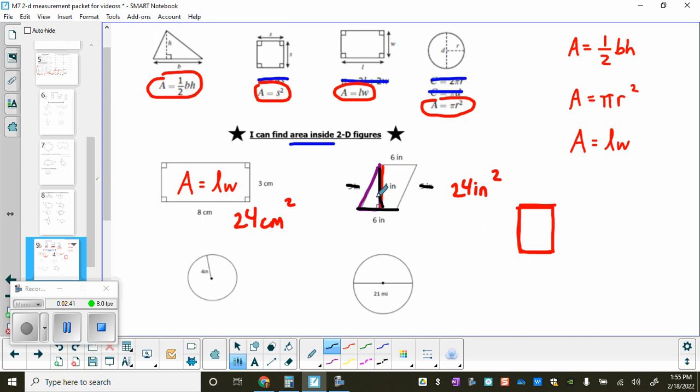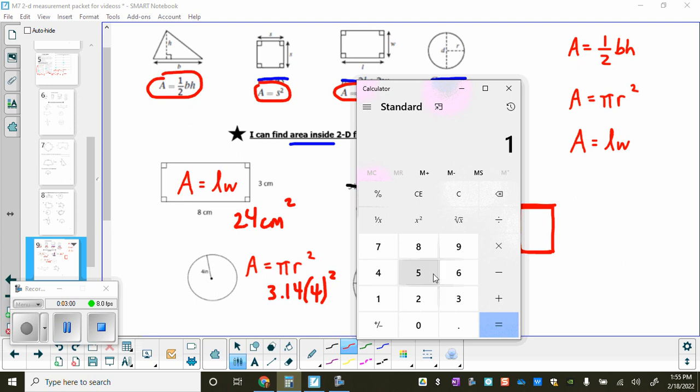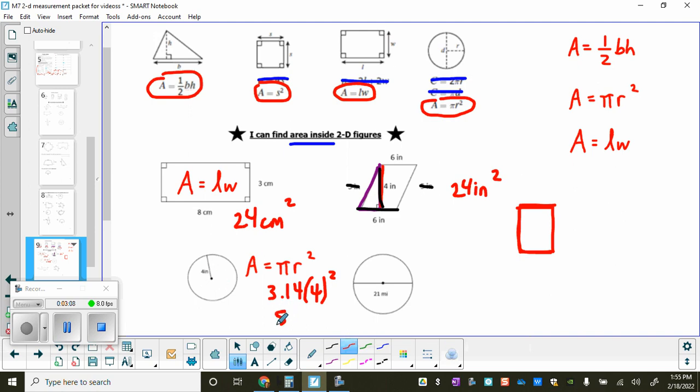Okay? Now for a circle, it's going to be pi r squared. And in this circle, we have the radius is a 4, so it's going to be 3.14. And then the radius is 4, which we're going to square. Friendly reminder in PEMDAS that the exponent comes first. So 4 squared is the 16, and then that is going to be times 3.14. So we get 50.24 for the area of this circle. And it was in inches, so I'm going to put square inches. So nothing too tricky so far.